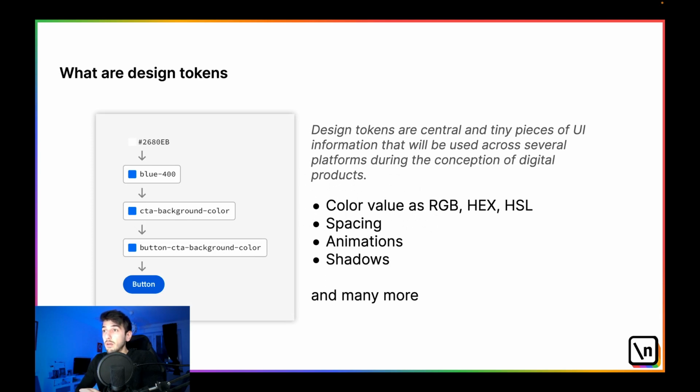You may have heard about design tokens from here and there, but what is a design token? A design token basically is a tiny piece of information, a raw value, that will be used across several of our digital products. A design token can be a color value as a hex string, or an RGB, or an HSL value, a spacing value in pixels, an animation or a shadow, and many more values that can be represented by a single value.